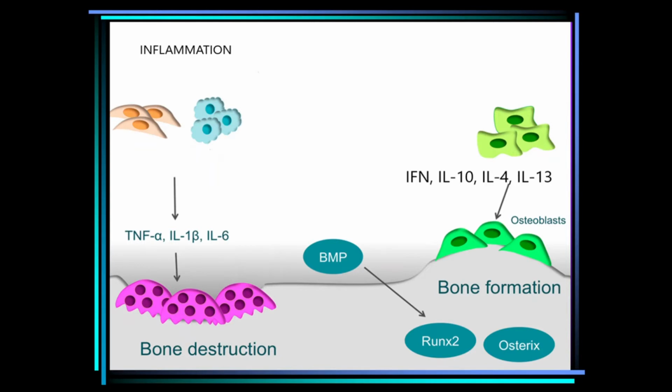So we should know what all cytokines are involved in the resorption of bone. There are pro-inflammatory cytokines and anti-inflammatory cytokines. Let us see first what the anti-inflammatory cytokines are. The anti-inflammatory cytokines are interferons, interleukin 10, interleukin 4 and interleukin 13. When the concentration of these cytokines increases, the osteoblasts will be activated and hence bone formation will take place.